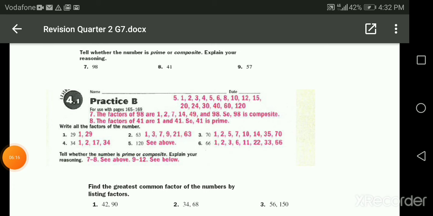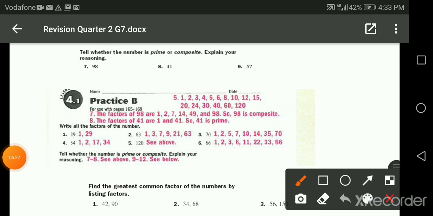What about 7? What about 8? What about 9? But here he asks me, is it prime or composite? So I don't have to do all of this. Once it has more than 2 factors, we said 1 times 98, and what else? We said here the other one.